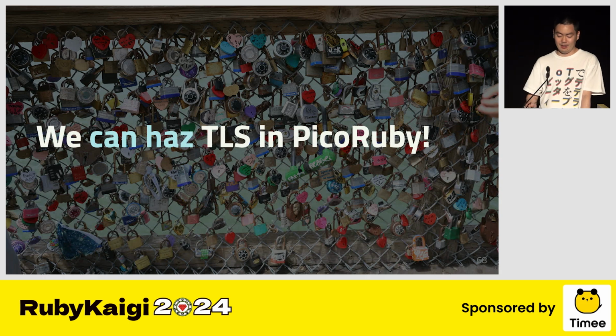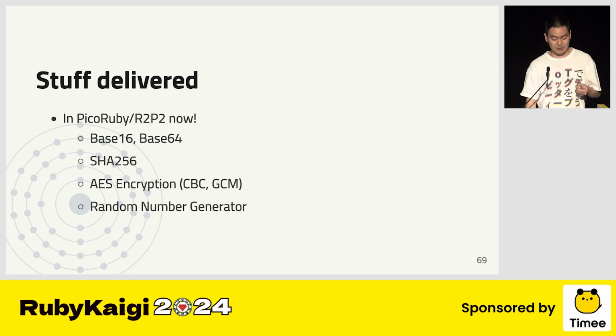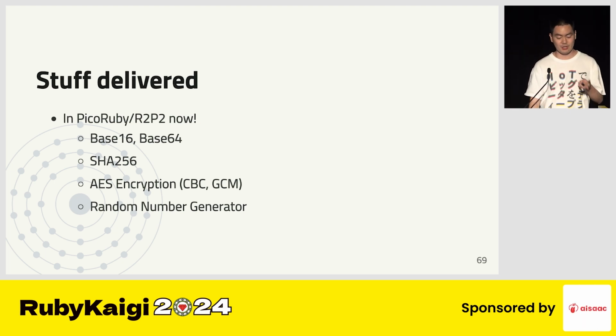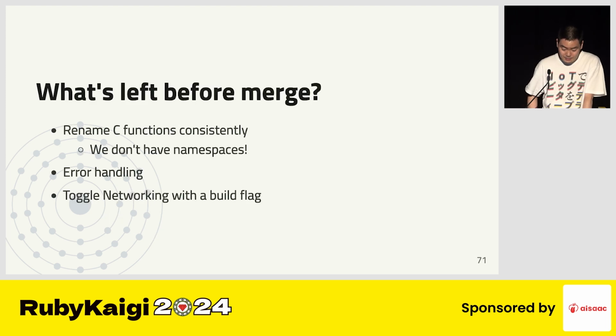We can hash in PicoRuby, TLS in PicoRuby. And yes, these are the stuff that I delivered. We have in PicoRuby RTP2 Base16, Base64, SHA-256, AES, and random number generators. And also, these are experimental, but I'm doing some work to merge it into master. What's left before merging? I want to rename C functions consistently because we don't have namespaces, and error handling is iffy right now, so I want to fix that.